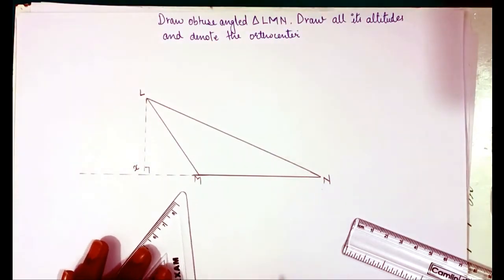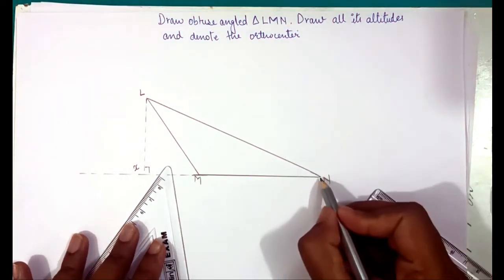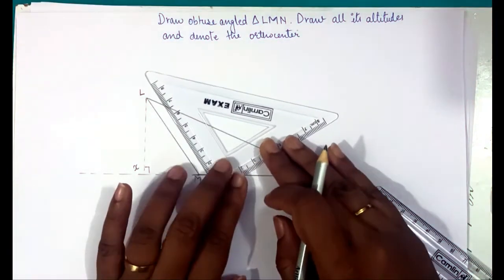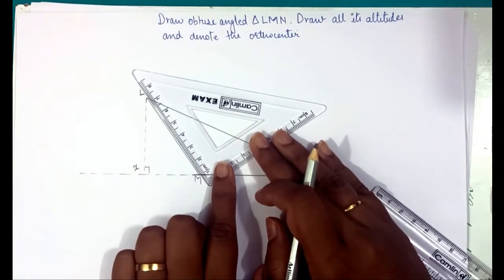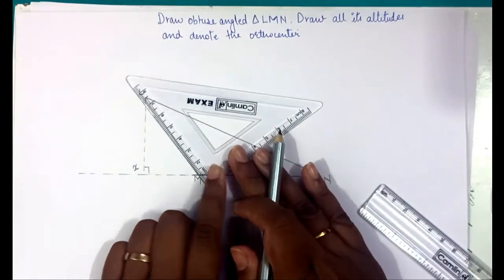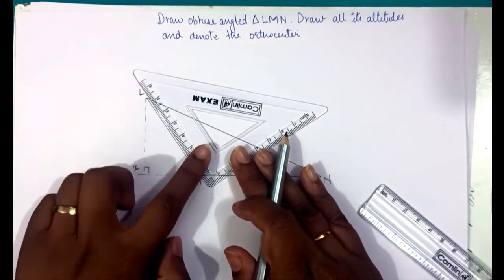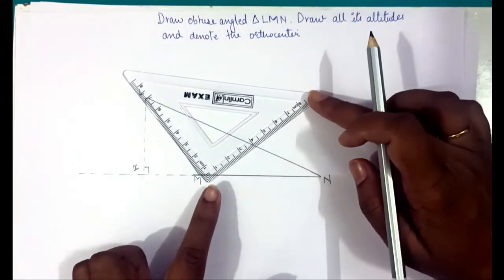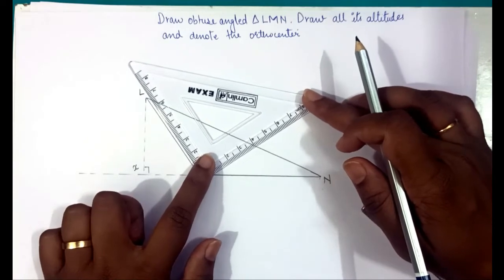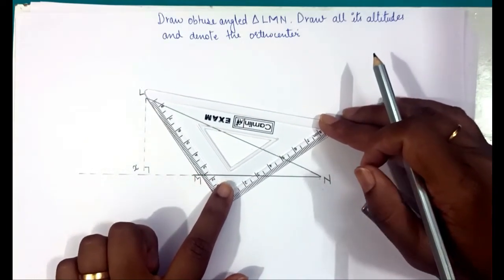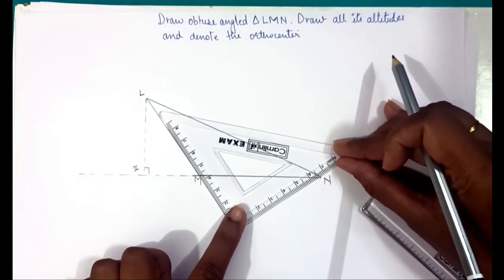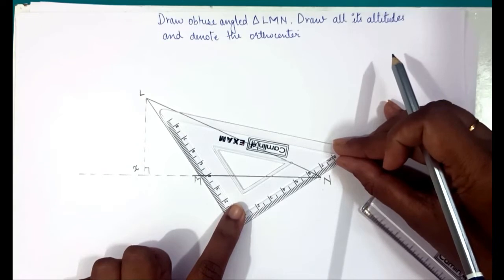Now we want to draw our second perpendicular from the vertex N. So how will we draw, children? We will make a 90 degree. The opposite side of N is LM. Correct? So let us keep our set square like this at the 90 degree. Let us come down till the time we meet our vertex N. Okay, here we meet our vertex N.